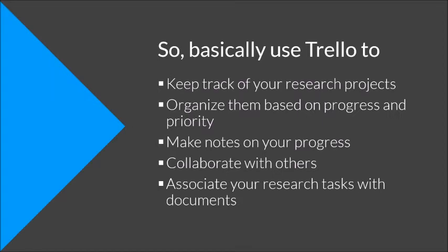So basically, you can use Trello to keep track of your research projects, organize them based on progress and priority, and collaborate with others. You can actually assign specific cards or tasks to other people in Trello. You can make notes on your progress by writing comments. You can create checklists. You can also associate your research task with documents, such as images or PDFs, video, whatever.